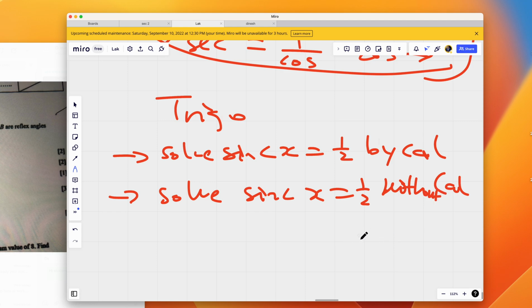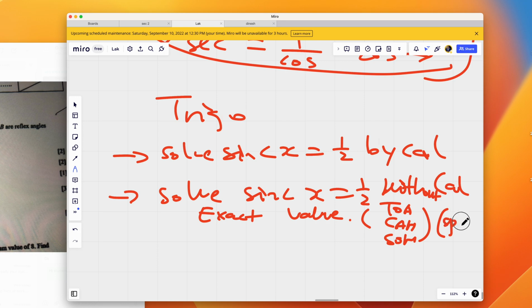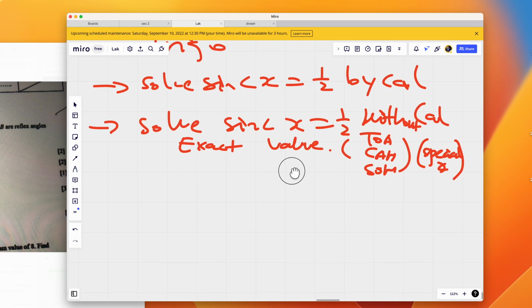So this is the exact value. For this one you need to use the triangle with the hypotenuse. And this one also you can use the special angle. So when they ask you to solve sine x equal half, and they never say exact value, then you can use calculator. Actually, both should give you the same answers. But if you use calculator, I'm afraid that you will get non-exact.